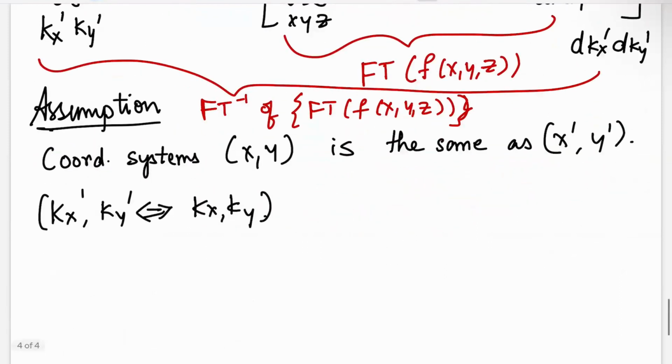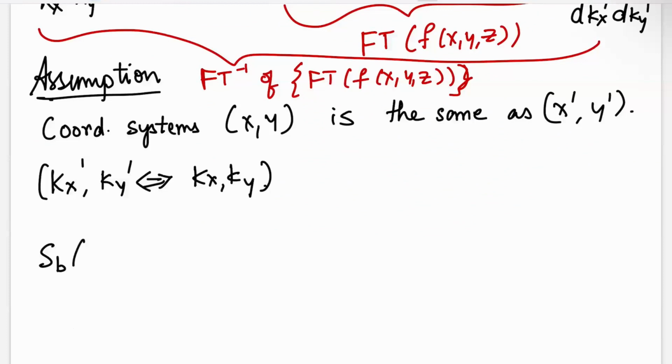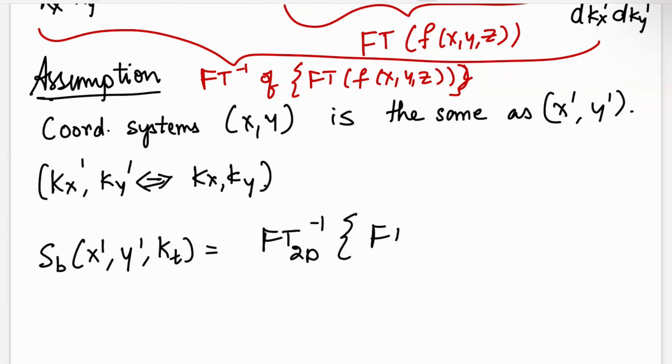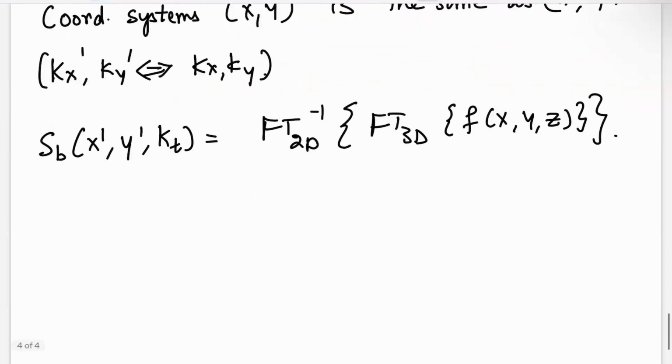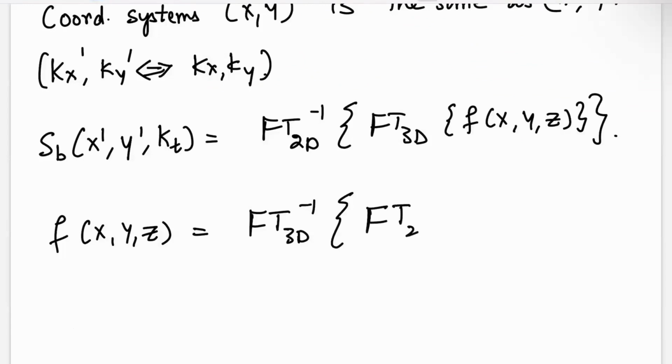Okay, so let's write that again. SB of x prime comma y prime comma kt is nothing but the 2D inverse Fourier transform of the 3D Fourier transform of f of x comma y comma z. Okay, and of course, once we have this, we can invert this and say that f of x comma y comma z is equal to the 3D inverse Fourier transform of the 2D Fourier transform of the measured signal SB of x prime, y prime.